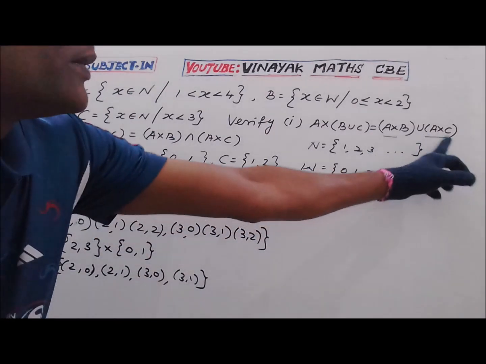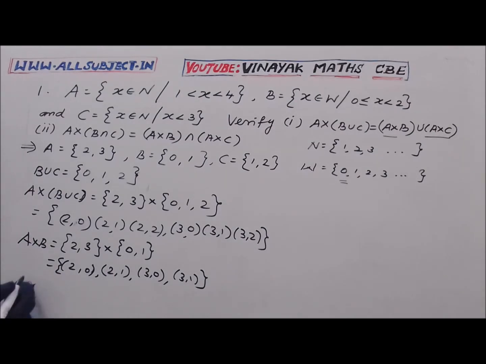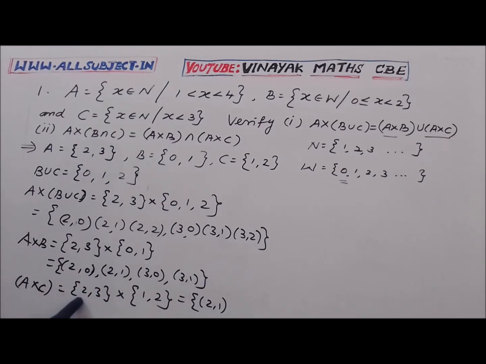And then find the cross product of A and C. So A cross C is equal to, writing A and C, A is set 2, 3 and C is 1, 2. C contains 1, 2. The cross product of these two sets is the set of ordered pairs 2, 1, and then 2, 2. Then 3, 1 and 3, 2.